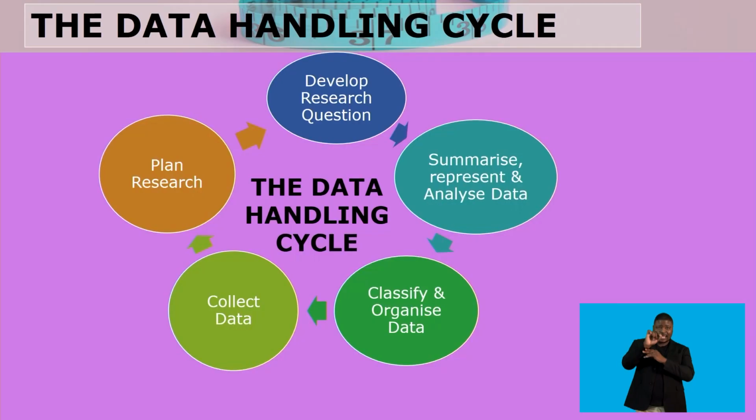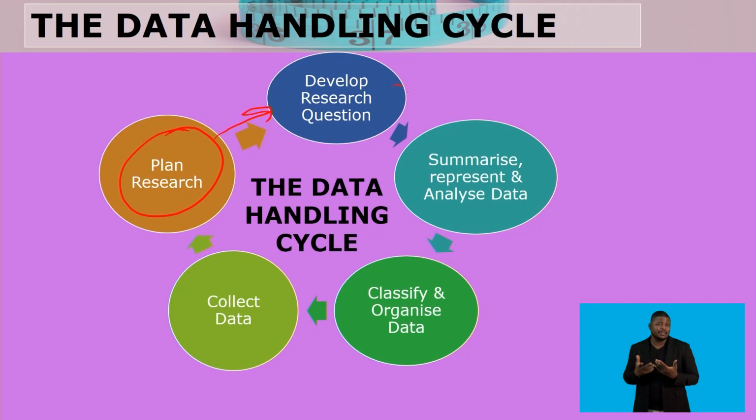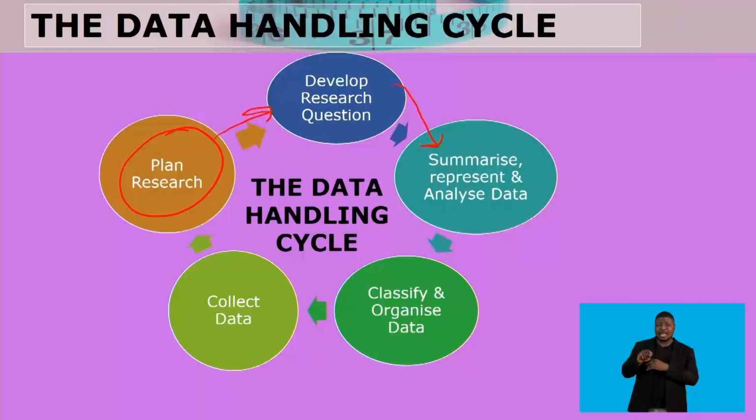We start off with the plan part, and that's where we're looking at initially. From the plan, you then head up into the develop research question. And that is basically, what are we trying to do with our data? Where does it come from? Why do we need to do it? And then from there, we go into summarize, represent, and analyze data, and that's the collection phase and how we go about it from there. We then lead on to the classify and organize phase, and lastly, you move into the collect phase. And then again, like I said, the cycle will repeat itself if need be.